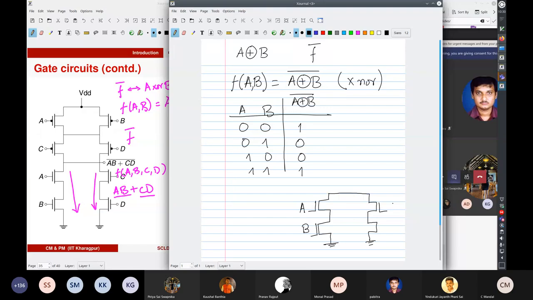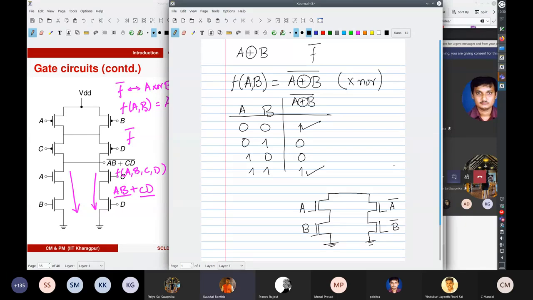So here I'm going to put A bar, here I'm going to put B bar. So just check. When A and B are high, I'm going to have a conducting path to the ground. When both A and B are low, then also I'll have a conducting path to the ground. So I can check this and I can check this.